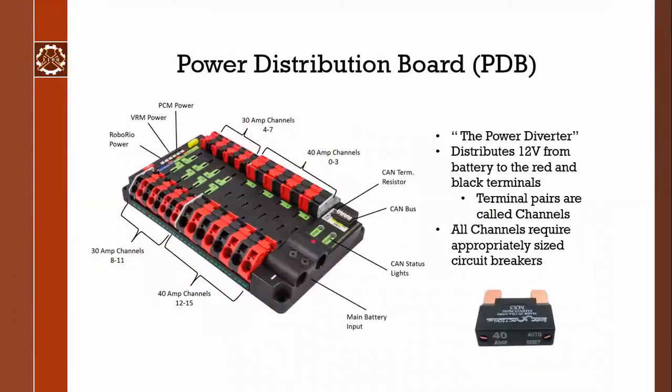Okay, moving on. Connecting from the switch is the power distribution board, or the PDB. This is basically the great power diverter. It takes all the 12 volts coming in from the battery and distributes it accordingly to its red and black terminals. Each terminal pair is called a channel, and each channel has to have a certain circuit breaker on it, depending on how much power is going through each of them. You can see below, we have an example of a 40 amp breaker.